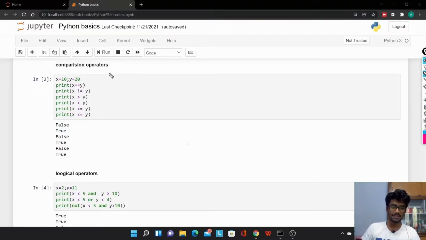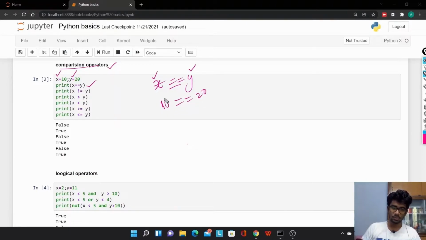Now let us try to see the second kind of operators that are present in Python, that is comparison operators. Here we are initializing a variable x with the value 10 and variable y with the value 20. In this first line, we are trying to compare x double equal to y. This indicates that we are comparing the value in the variable x with the value in the variable y, to check whether these two values are equal or not.